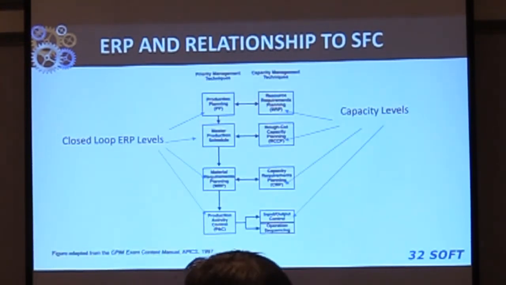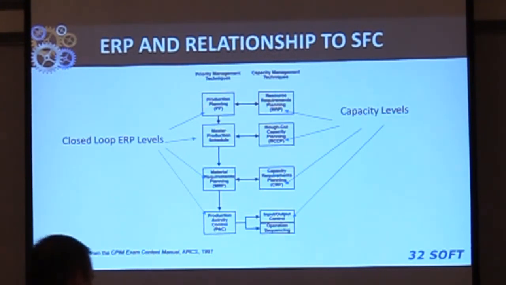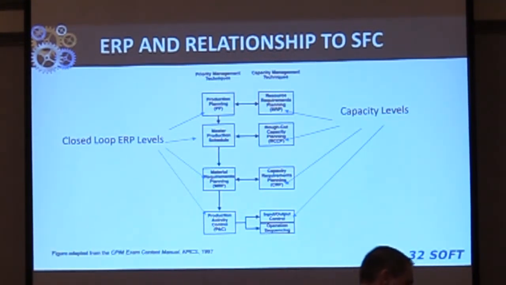So where does ERP have shop floor control in its structure? Well, we've got the old APICS ERP structure: production planning, master scheduling, material requirements planning. Each one of those then has a capacity level associated with it. And finally, way down at the bottom is production activity control. Now, it may look a little bit less important than you might think, but all the top above it just plans it. Shop floor control is where you execute. So that's what we're going to cover today.